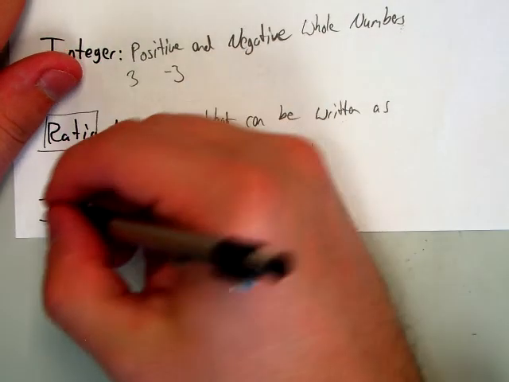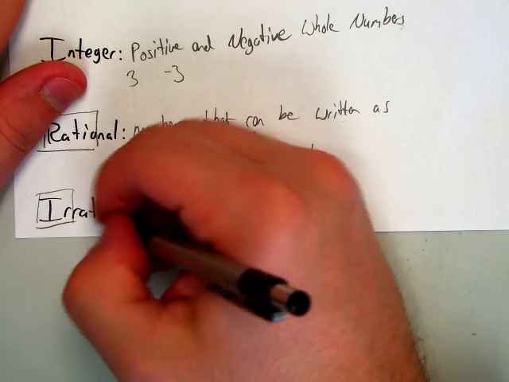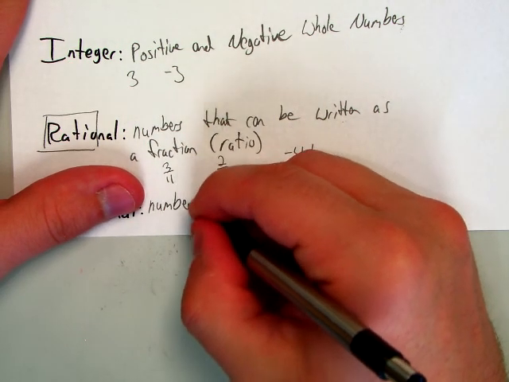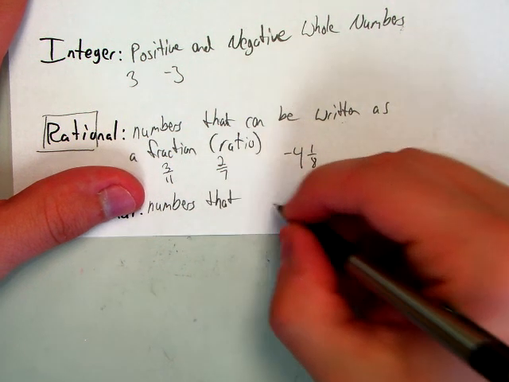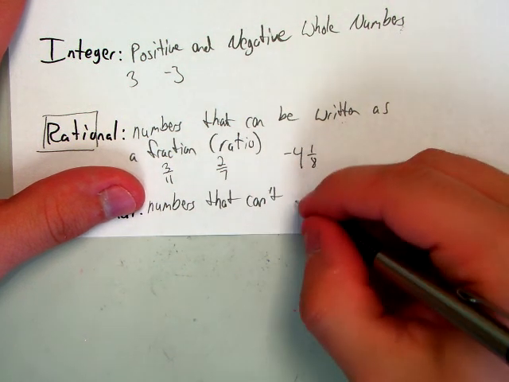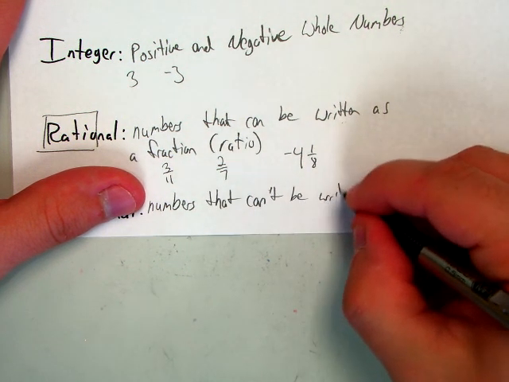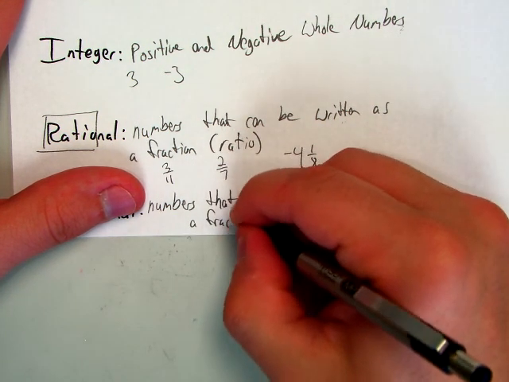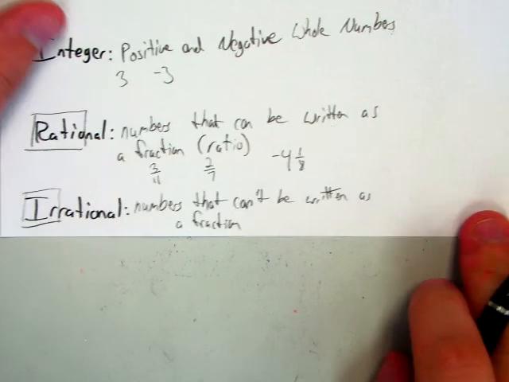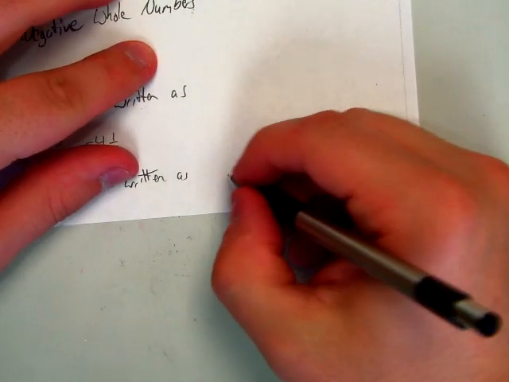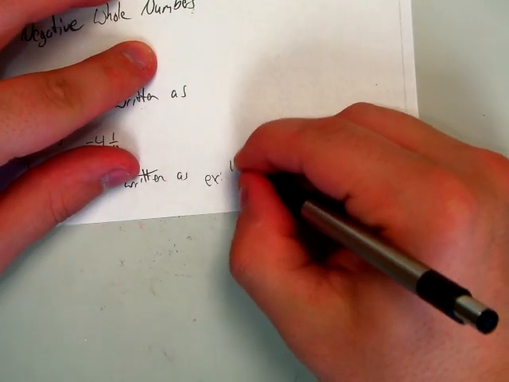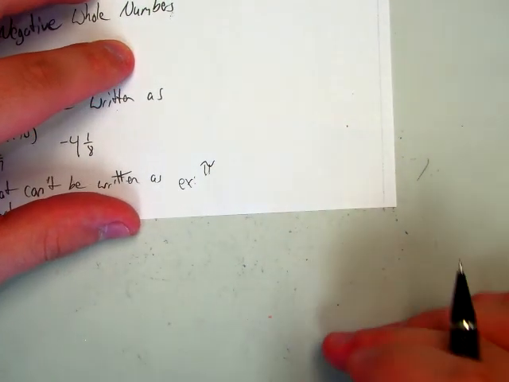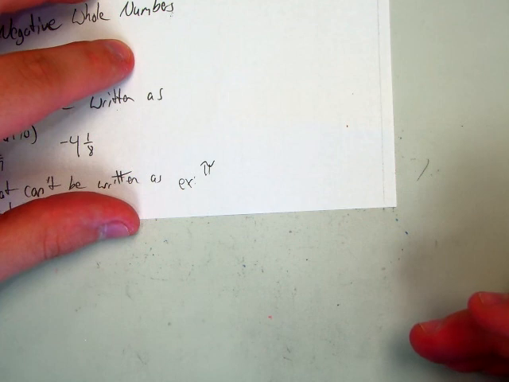And then irrational numbers, this right here means not rational. So these are numbers that can't be written as a fraction. Some examples of these would be pi. Pi cannot be written as a fraction. Pi can be approximated, but pi cannot be written as a fraction.